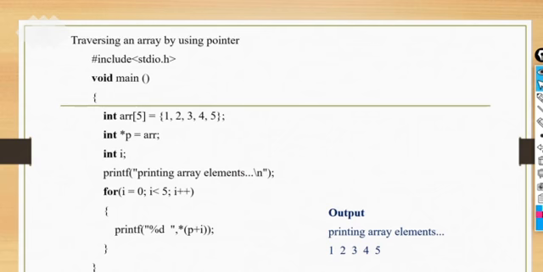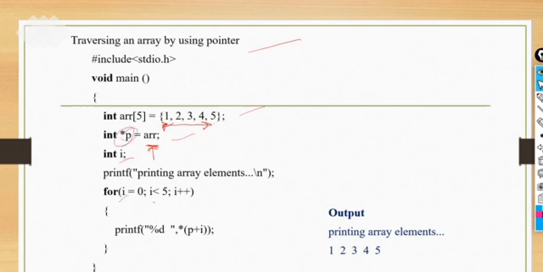Similar to this, we have one more example to get a better understanding. You can do it yourself: traversing an array by using pointers. This is an array and this is a pointer which has the address of the array. By default it has the address of the first element. Int i is used for traversing each and every array element with the help of the pointer. So you can traverse all the elements of the array with the help of the pointer itself.